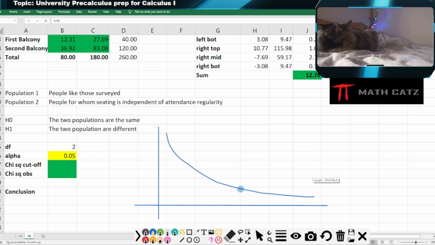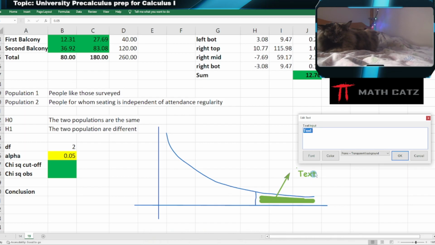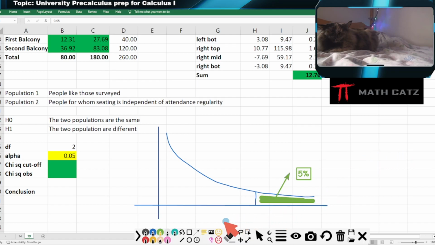Anyway, so I have a cutoff. Let's put it over here. And let's make it green maybe to tell the difference. This area over here, that is going to be my 5%. Let's type, that's going to be big. I want to type 5%. There we go, like so. That's not bad. Okay.